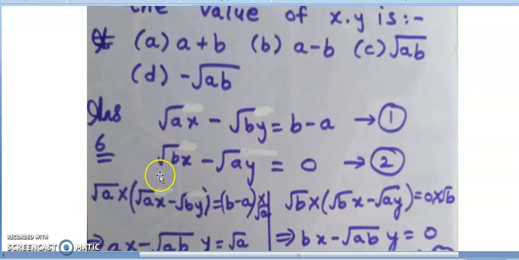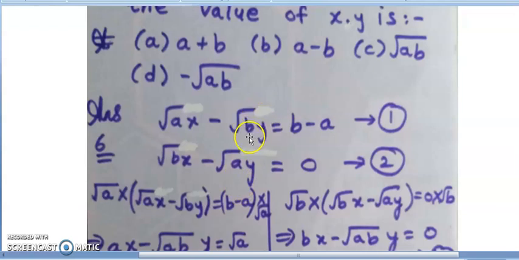Either I can cancel these both. In both the cases, I need to subtract because here the signs are same. When the signs are different, we can add both the equations. But here the signs are same, so I should subtract both the equations. But for subtracting, the coefficients need to be equal. Are the coefficients of y equal? No. Here I have root b, here I have root a. The coefficients are not equal. So make the coefficients equal. How can I make the coefficients equal?